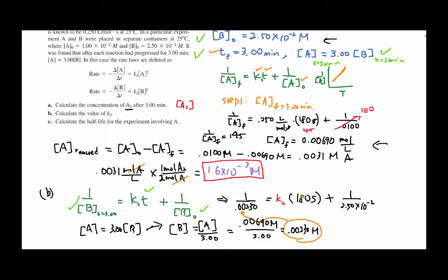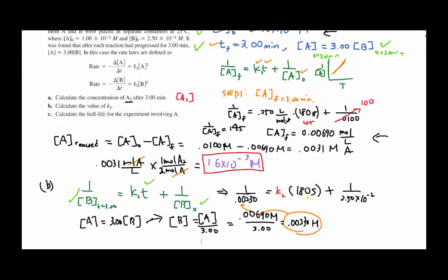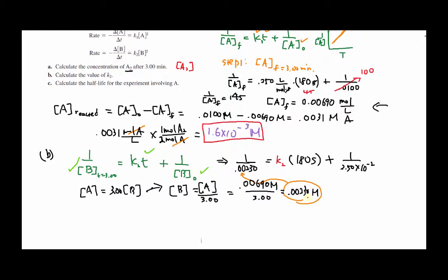Okay, when you rearrange it and find k2, you should really get, okay, k2 should be 2.19 liter per mole per second. So that's the answer to our part B.